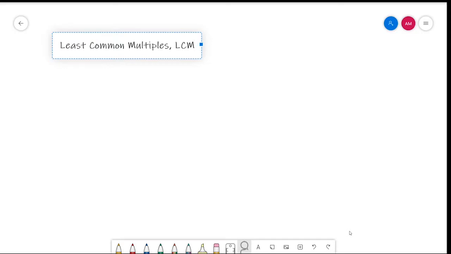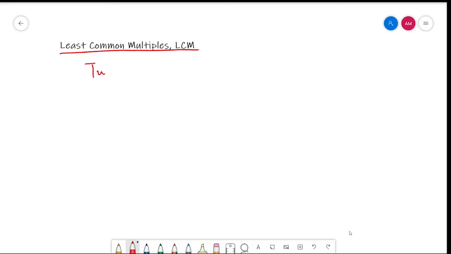Today we will talk about least common multiple, which is also called LCM. So the least common multiple. Let's say we have two numbers, A and B.